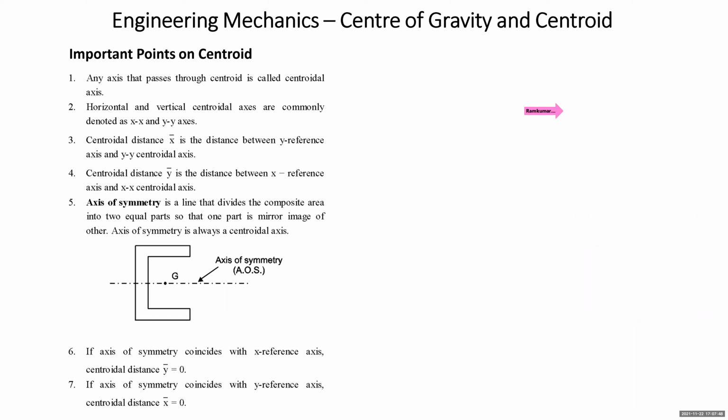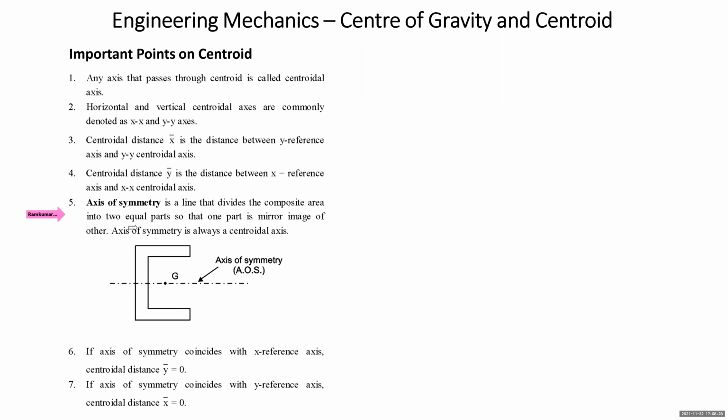Now, important points related to centroid. Few points I have already marked, and already we have discussed that. Some points will be better understood when we come across the problems. One term which you can understand here is axis of symmetry, which we already use. Axis of symmetry is the line that divides the area into two equal parts so that one part is the mirror image of the other. Axis of symmetry is always a centroidal axis.